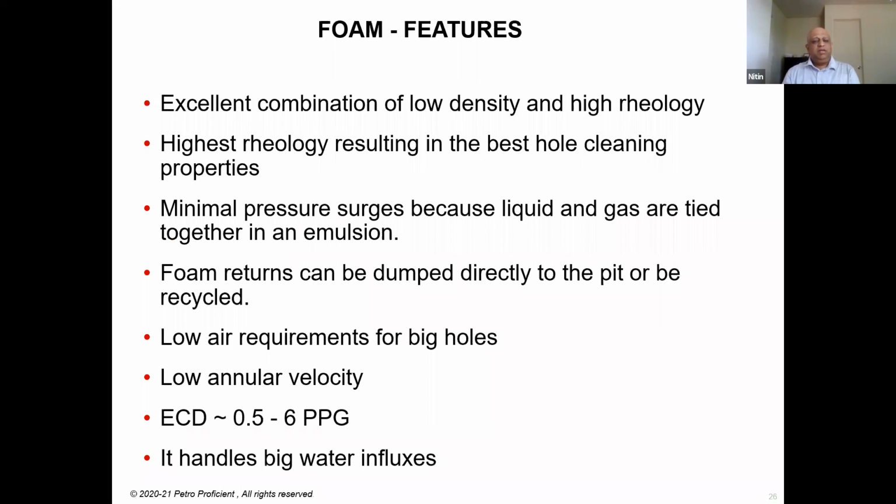Foam drilling is another technique that we need to consider here. And as I mentioned earlier, foam has an excellent combination of low density and high rheology. Those who are interested in studying this topic in more detail can look up on the internet how foam is used in drilling applications. It has excellent characteristics where you can get densities as low as 0.5 to 6 ppg, as low as 0.5, but it has excellent cutting carrying capacity.